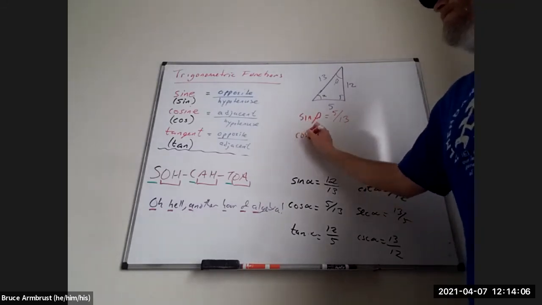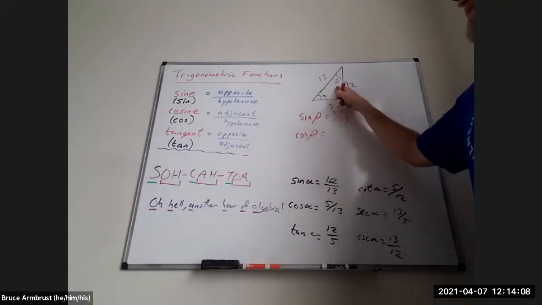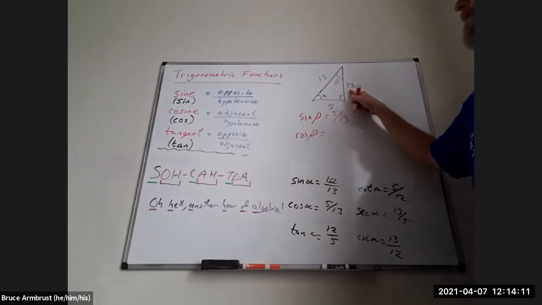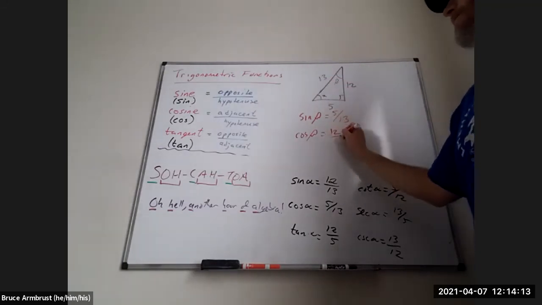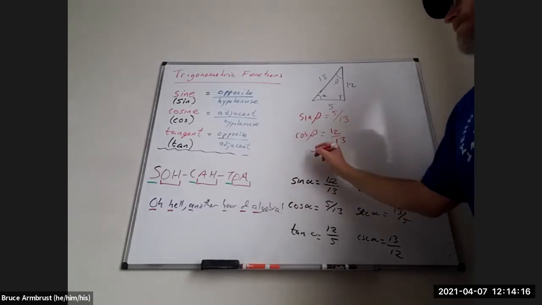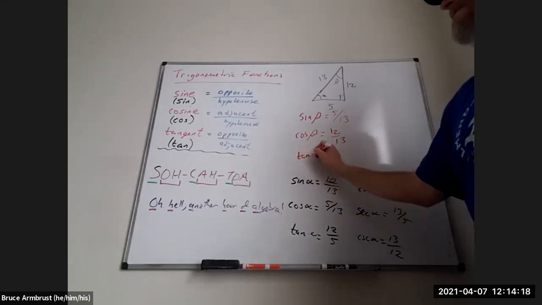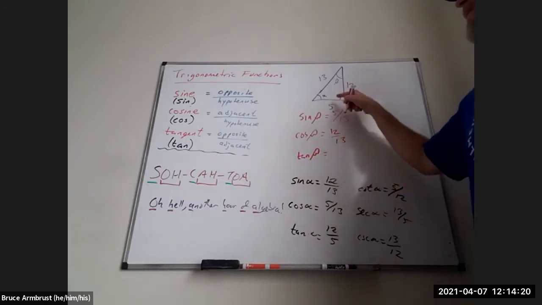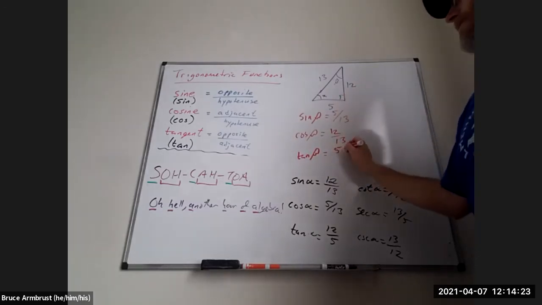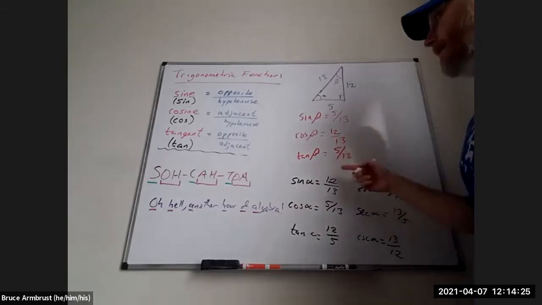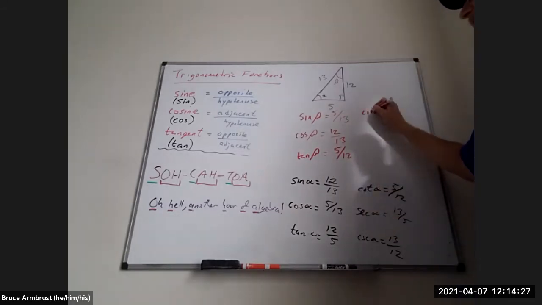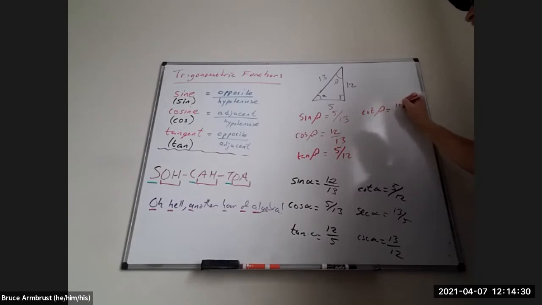The cosine, well, the adjacent side is now the 12. And that's 12 over 13. And then tangent, the tangent of beta, if we do opposite over adjacent, that's actually 5/12. And now that we have the big three, we can get the other ones really fast. Cotangent, we're just going to flip over tangent. Secant, we're going to flip over cosine. And cosecant, we're going to flip over sine.